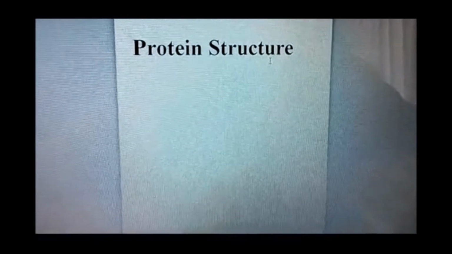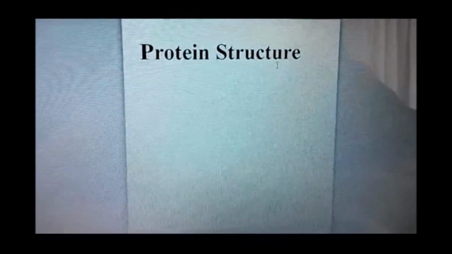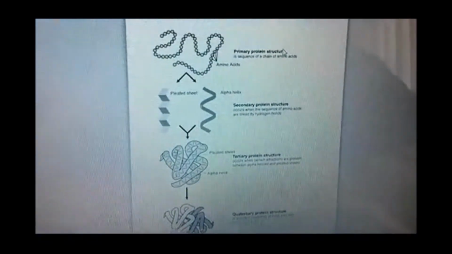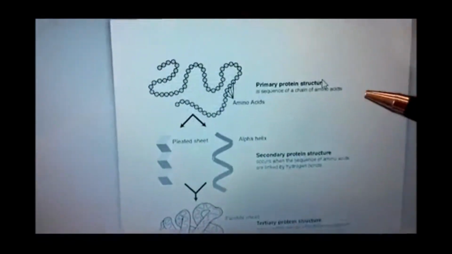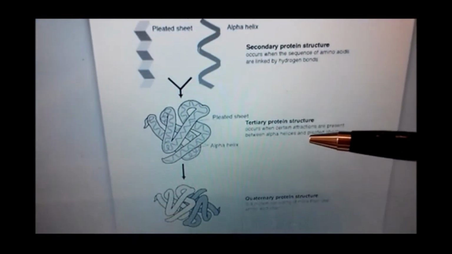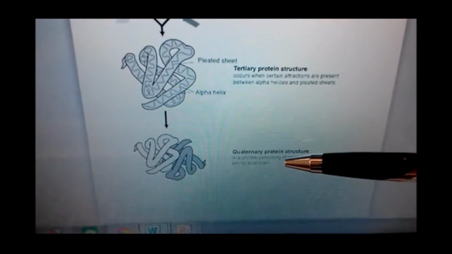We are going to discuss protein structure. We have four types of protein structure: primary protein structure, secondary protein structure, tertiary protein structure, and quaternary protein structure.